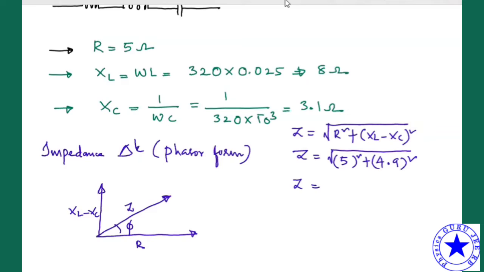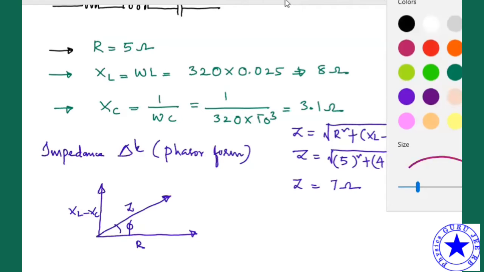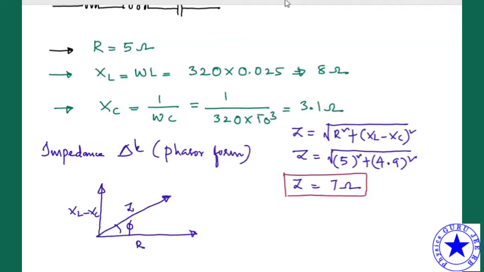So Z equals, the nearby answer, 5 square is 25, and the other term is also about 25. This is 50, so the nearby answer will be 7 ohms. I'm getting Z as 7 ohms. So the impedance is 7 ohms.